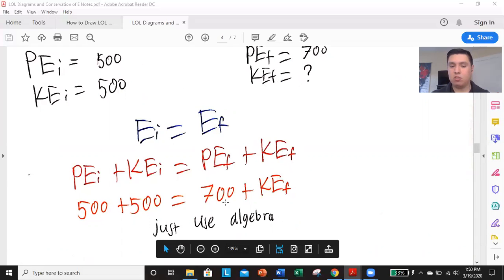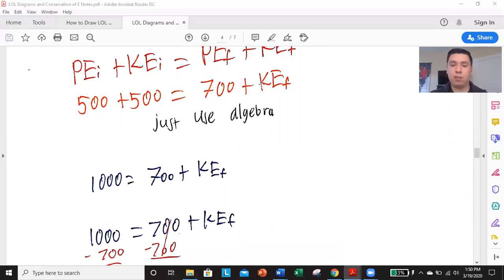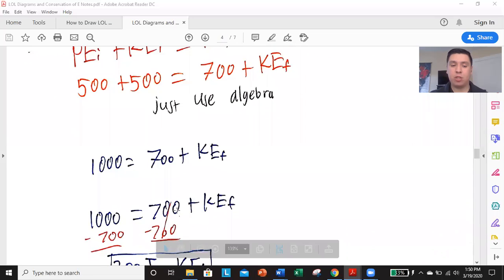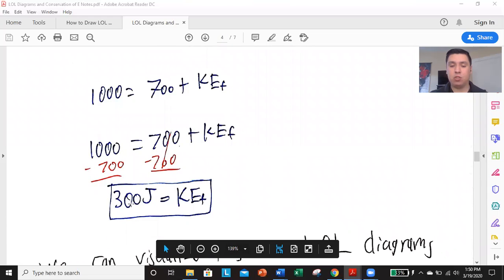In this case, you just have to use algebra to solve it. And this should be a pretty simple calculation, so let me just go through it. 500 plus 500 is 1,000. 700 plus KEF, you just leave that down here. Then what I did now is subtract 700 from both sides, like you do in algebra, like assuming this is an x, so 700 plus x. So minus 700, minus 700. Then we have KEF equals 300 joules.